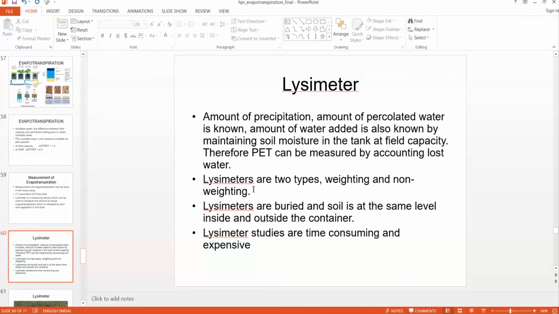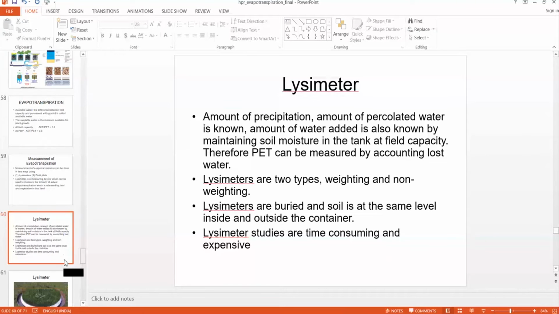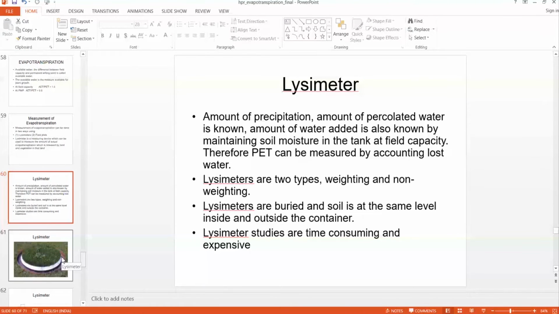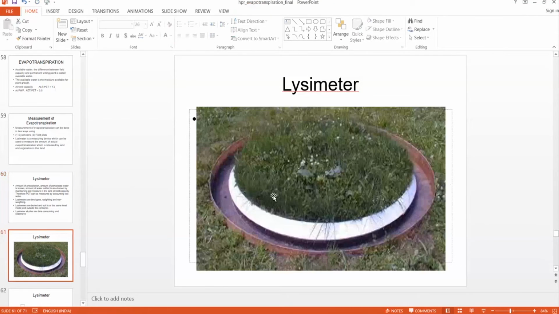Lysimeters are of two types, weighing type and non-weighing type. Lysimeters are buried in soil at the same level inside and outside the container. I'll show you the photograph so you can understand better. These lysimeter studies are time consuming and expensive. You see here, this is a lysimeter.